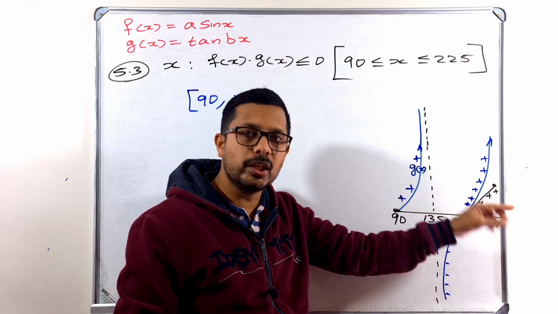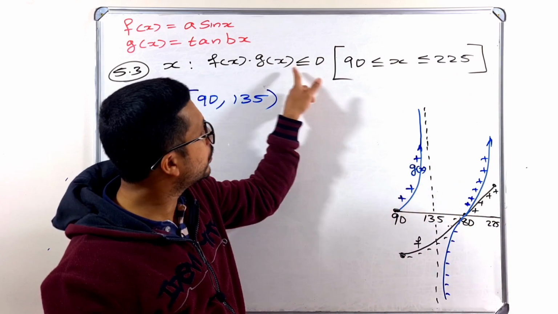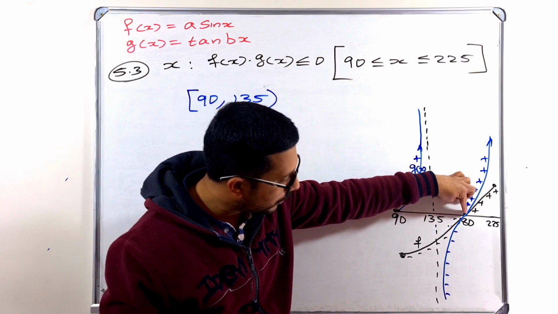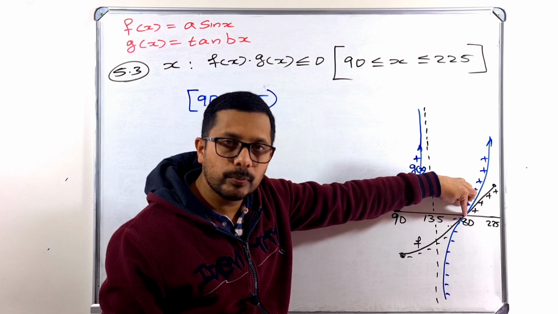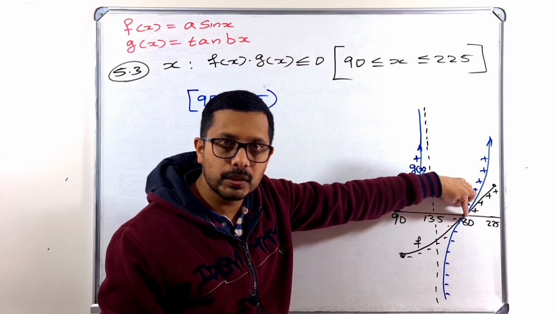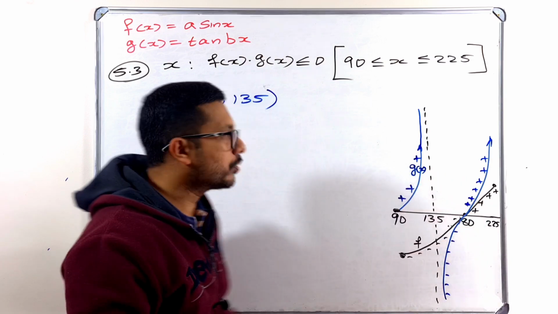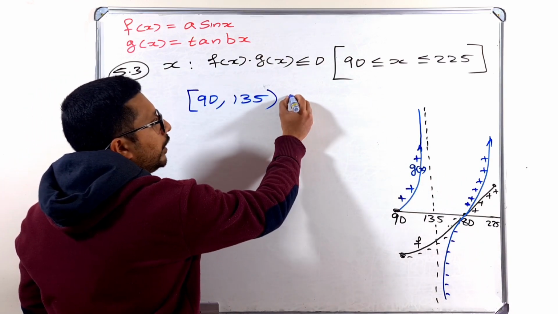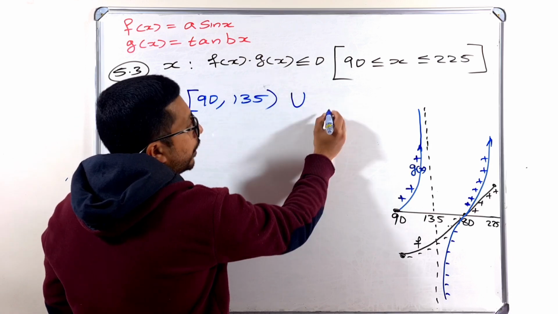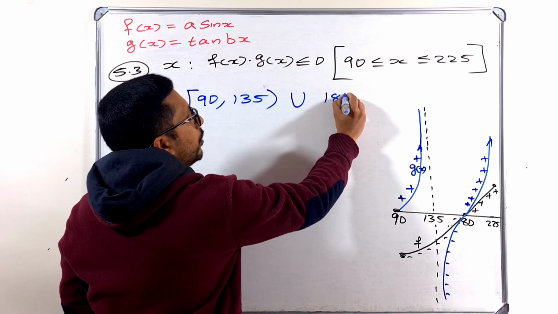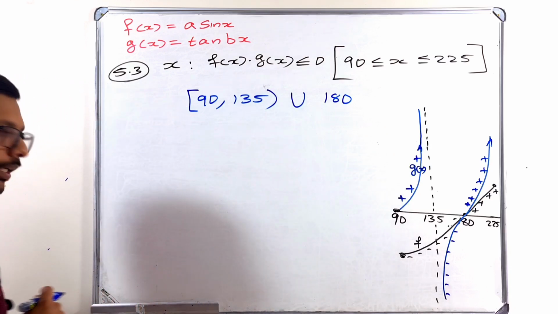Is there any equal part? Equal to 0? Yeah, here you can see that at this point, if you multiply both the graphs, the answer is 0. Am I right? So it means that you have to include that 0 also. I mean 180 also. You have to include that 180 also.